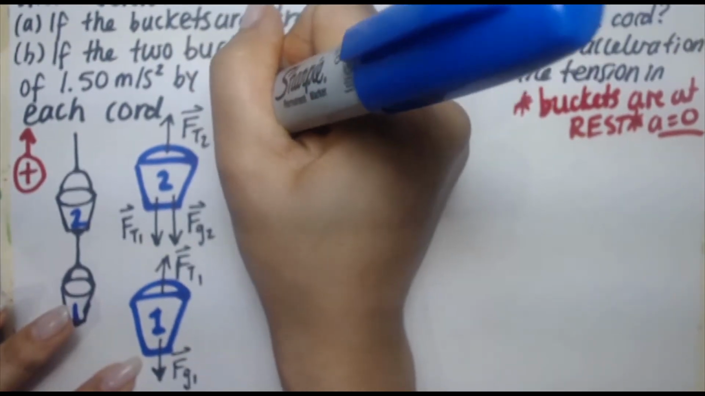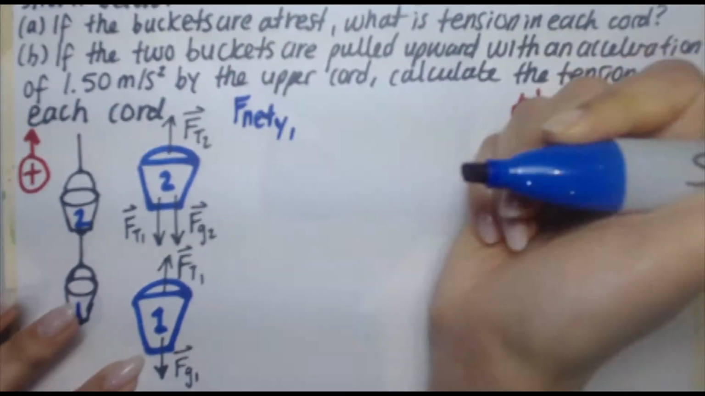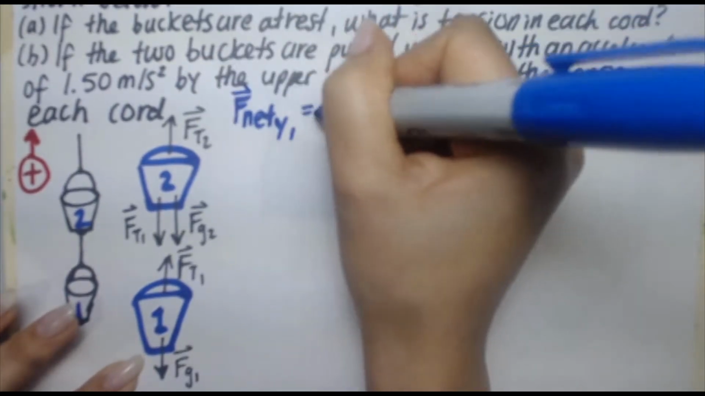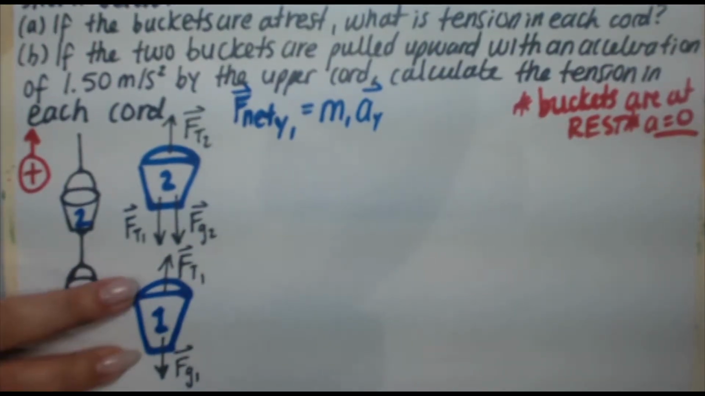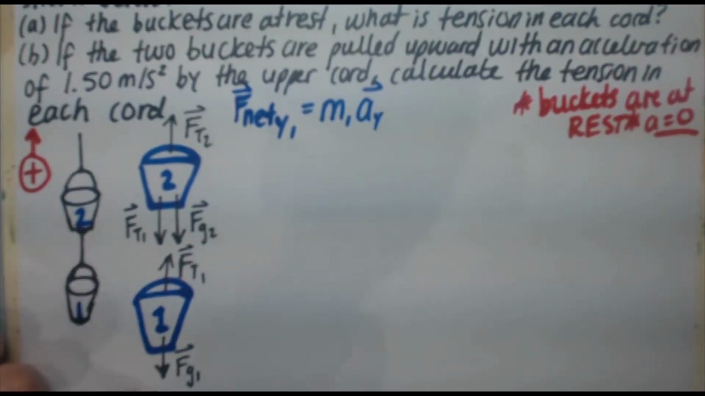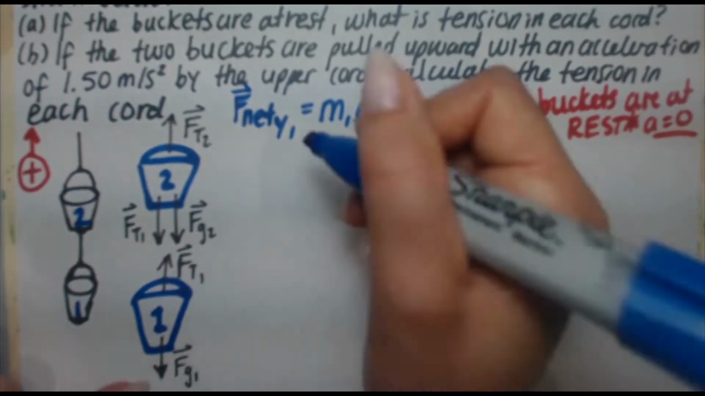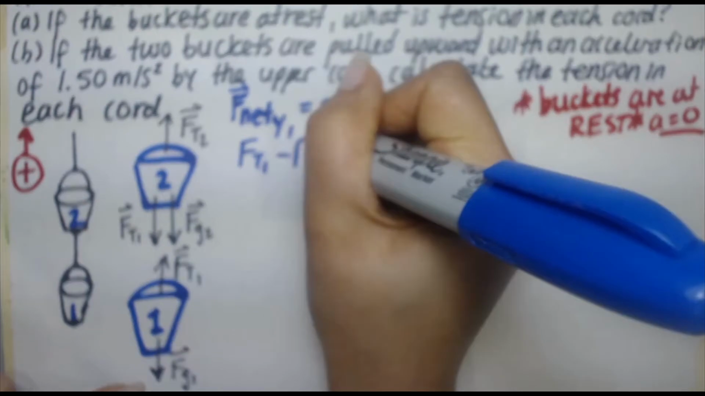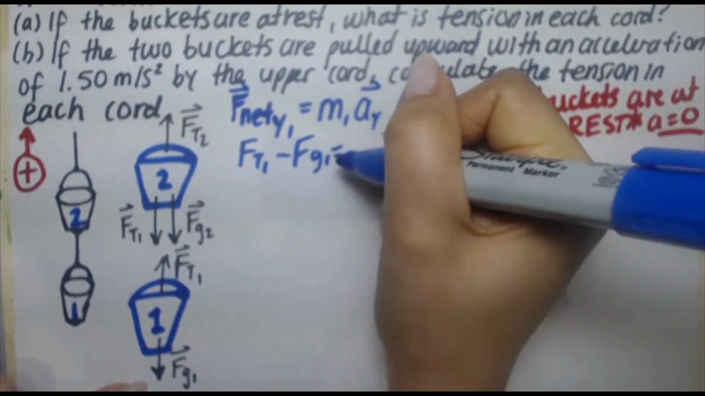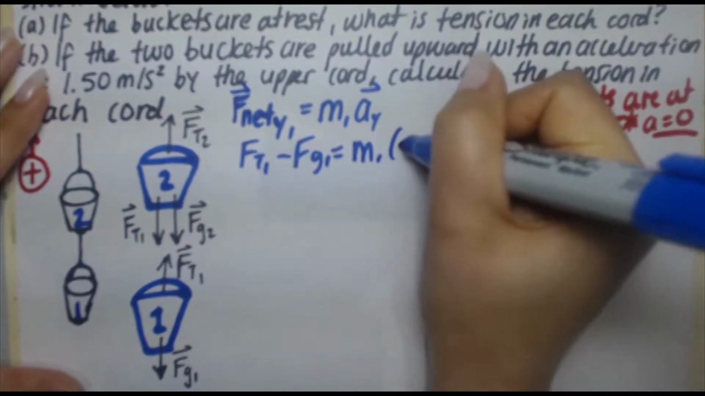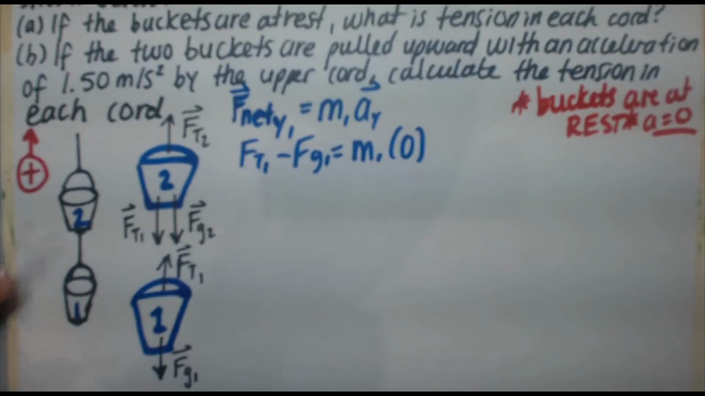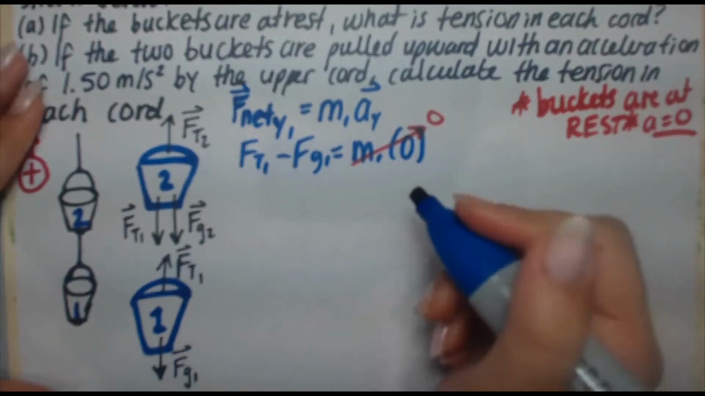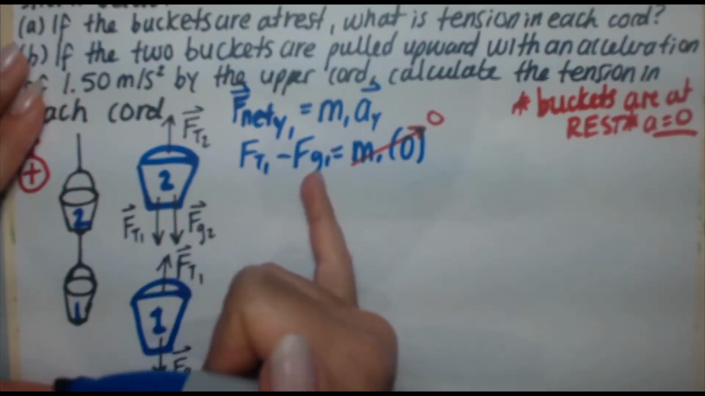So we're going to do F net y for object 1, with the vector symbol on top, equals the mass of object 1 times ay, acceleration in the y direction. Now, the forces acting on this are Ft1 in the positive, Fg1 in the negative. So Ft1 minus Fg1 equals m1 times acceleration, and acceleration is 0 because the system's at rest. Zero times any number is 0, so that cancels out this expression. Now we're left with Ft1 minus Fg1 equals 0.